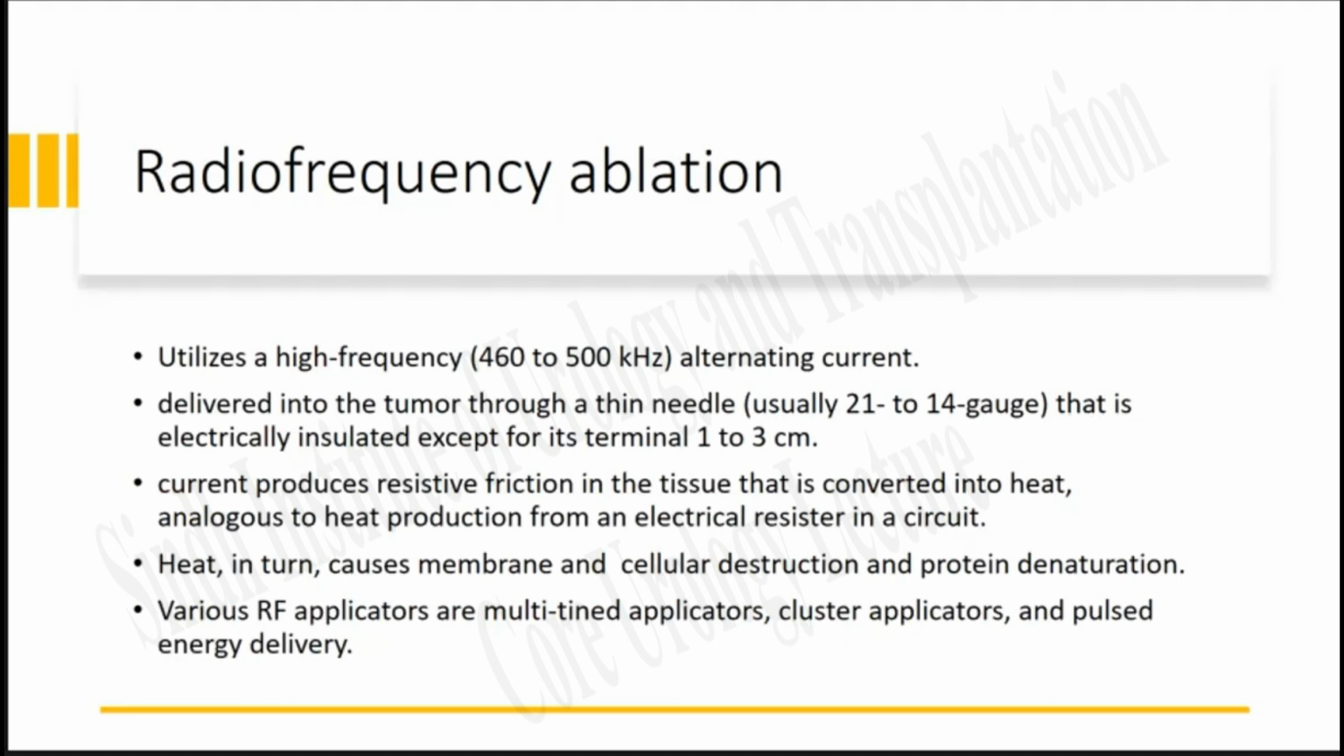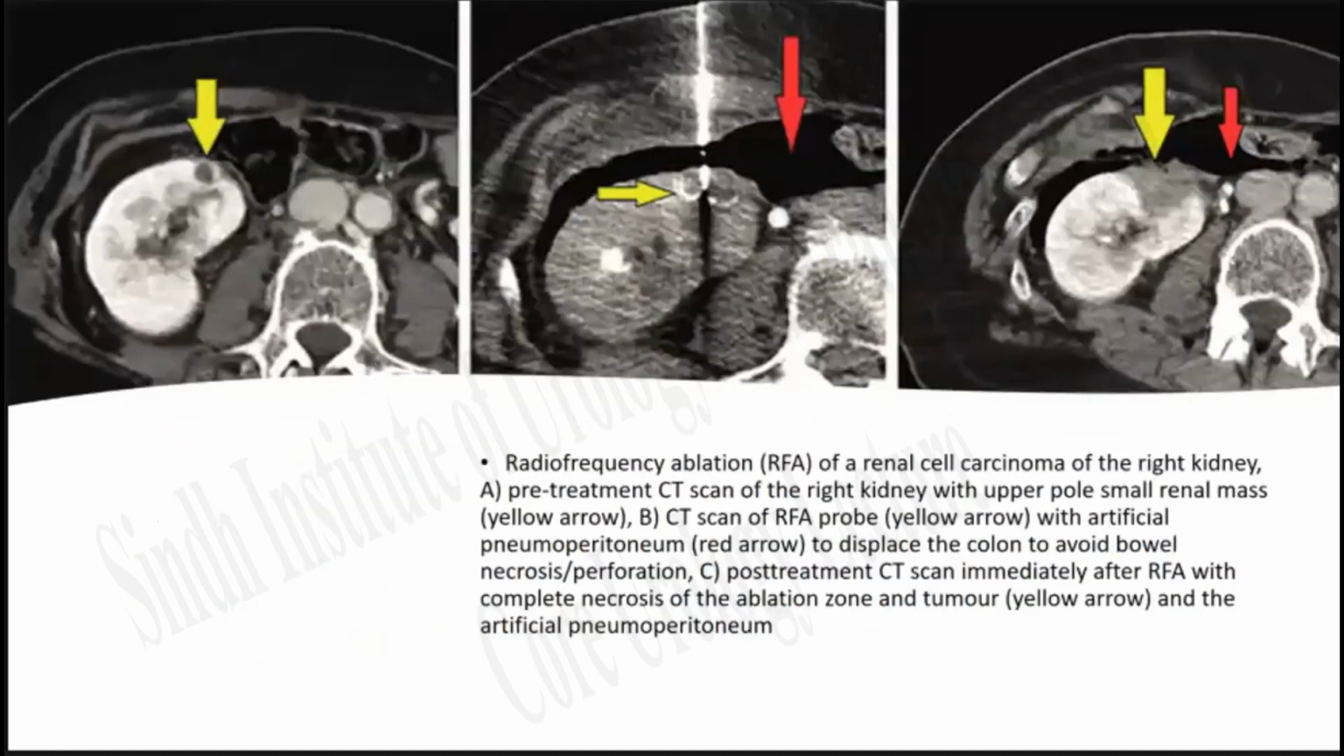This current produces resistive friction in the tissue that is converted into heat, analogous to the heat production from an electrical resistor in a circuit. The heat in turn causes membrane and cellular destruction and protein denaturation. There are various kinds of radiofrequency applicators: multi-tine applicators, cluster applicators, and pulsed energy delivery. The temperature required to achieve radiofrequency ablation is up to 40 to 60 degrees centigrade in the case of kidneys.